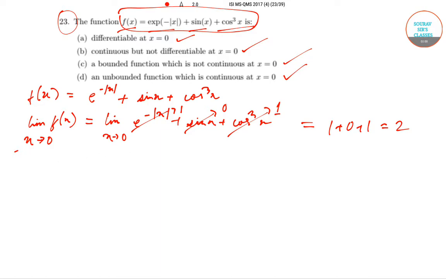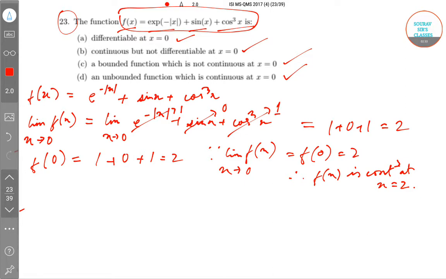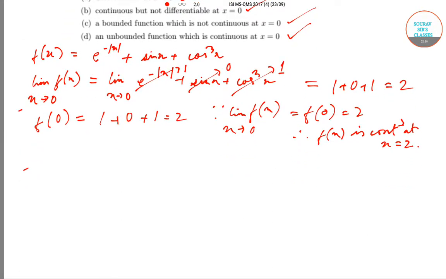And also f of 0 is equal to e to the power minus 0, that will be 1, plus 0 plus 1, that will be equal to 2. Since limit of f(x) as x tends to 0 is equal to f of 0, which is equal to 2, therefore f(x) is continuous at x equal to 0. This is our first part. Now we have to check with respect to differentiability.